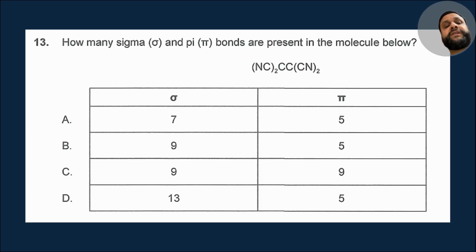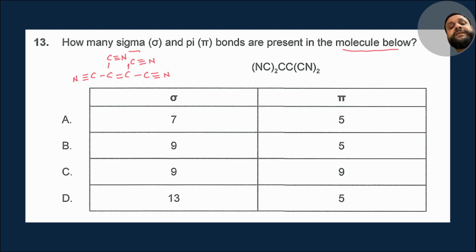Question 13. How many sigma and pi bonds are present in the molecule below? So let's display this molecule. So we have carbon, and each carbon is attached to cyanide, and cyanide is C triple bond N, C triple bond N, C triple bond N, and C triple bond N. So the 2 carbons have 3 bonds each, so we need another bond there, so a carbon-carbon double bond.